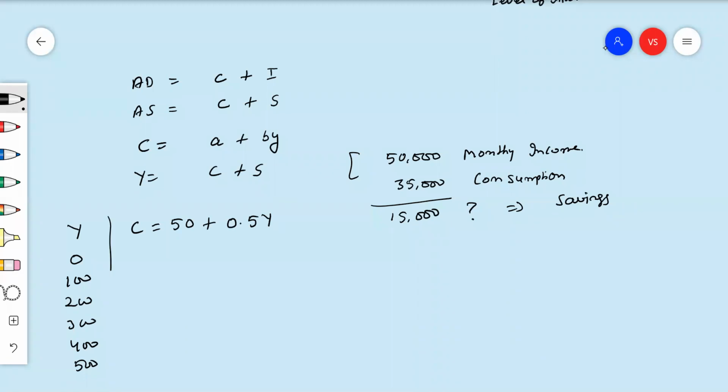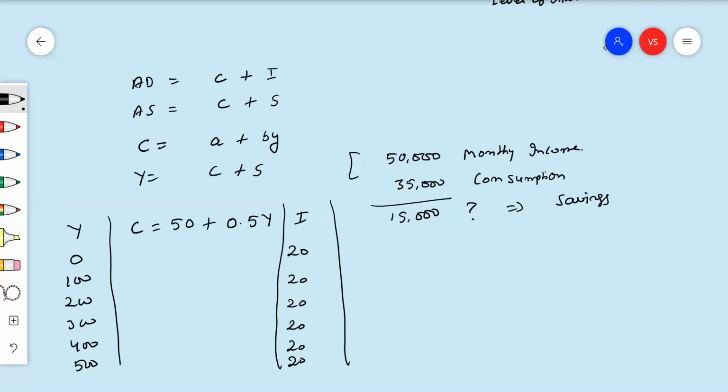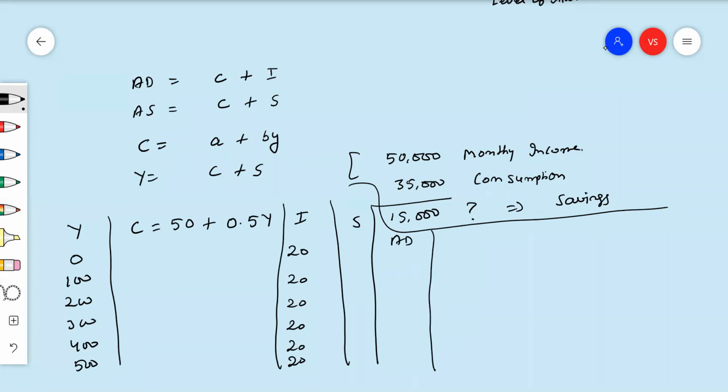Let's say I'm taking just an example for this, and let's say I is given as 20 in all. Now calculate saving, AD, and AS. So you will have to calculate all these things from the question.